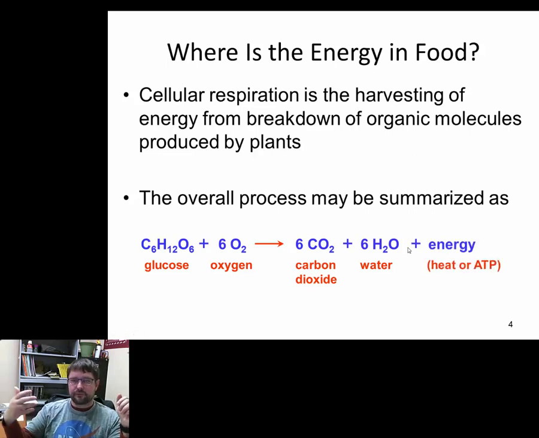And that energy is going to be in the form of ATP, but often it's also in the form of heat. So it's lost to the organism. So some of the energy from breaking down that glucose molecule is going to be lost to the environment or utilized to maintain a constant body temperature for some organisms. And for others, it's just going to be converted into ATP.